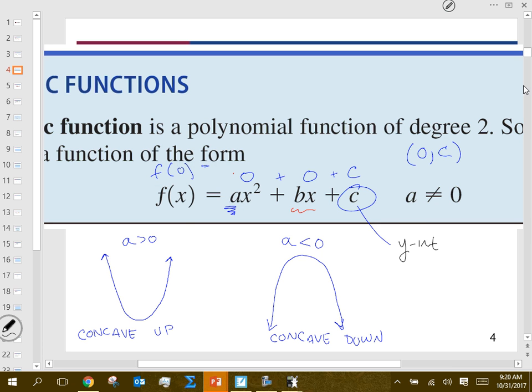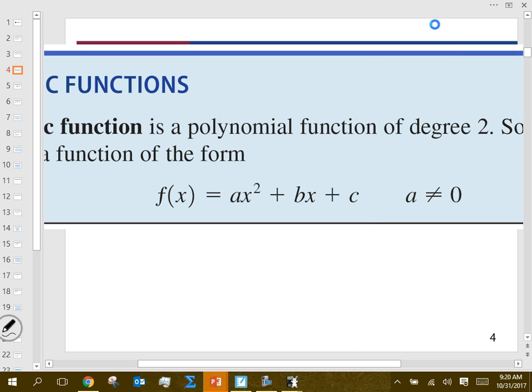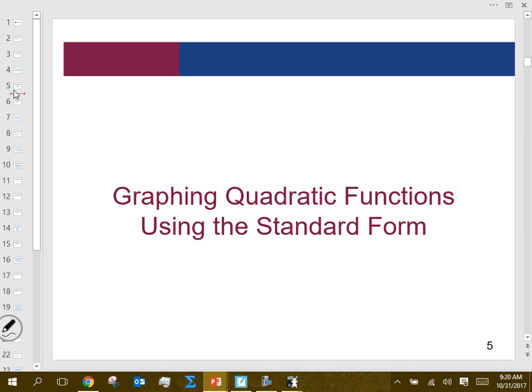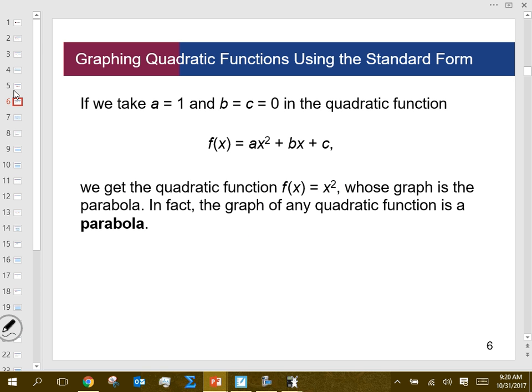To be honest with you, I don't like this form. I think it's pretty useless. There might be applications for it later on, but in general, for a quadratic, that's kind of ugly. But we can gain some small pieces of information from it. All right. So this is what we want to do.